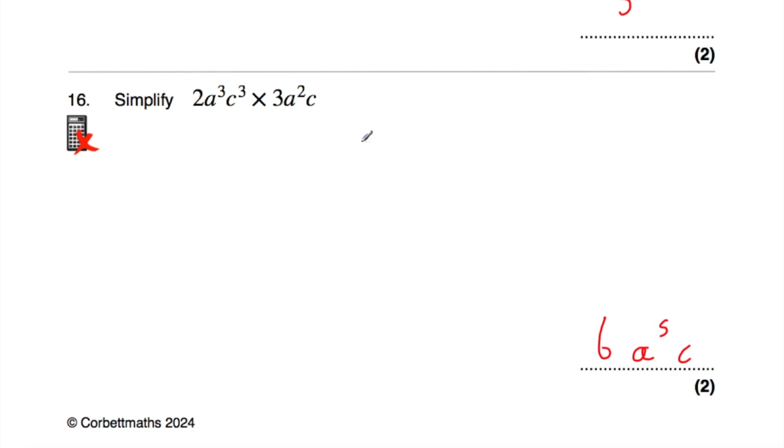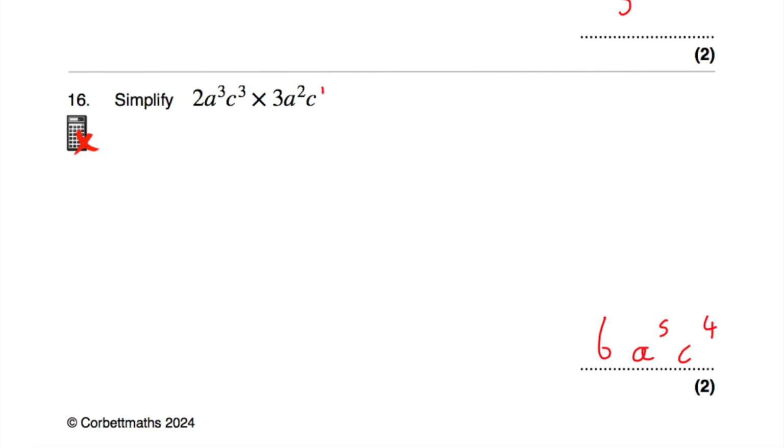And then in terms of our c's, we've got c cubed times c. Well, c times c times c times another c would be c to the power of 4. Or you could just say c to the power of 1 and add the powers would be c to the power of 4. So the answer would be 6, a to the power of 5, c to the power of 4. And whenever you're dealing with questions like this, you just deal with the numbers at the front and then you deal with each of the letters separately.